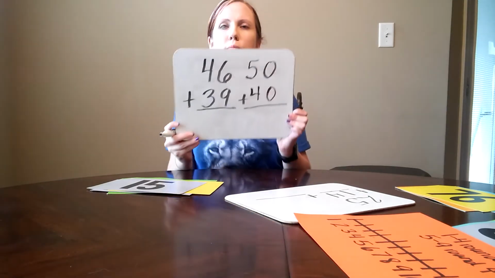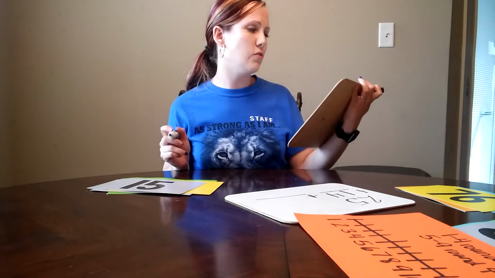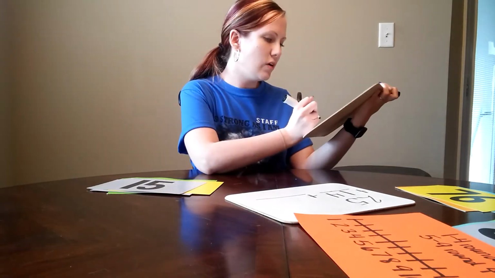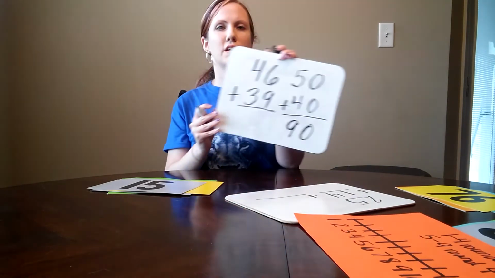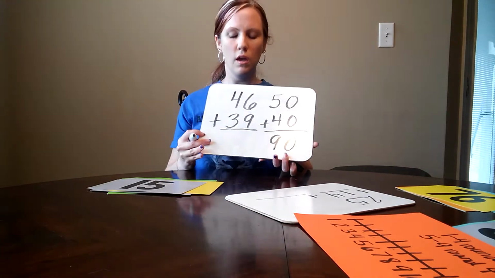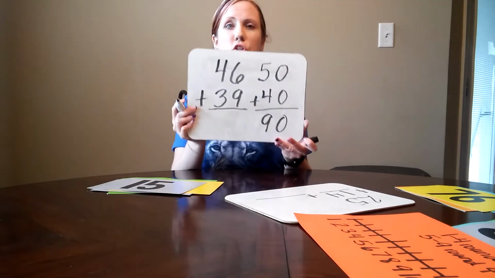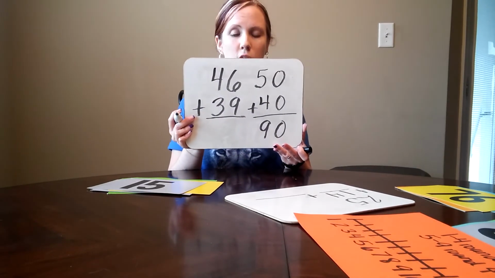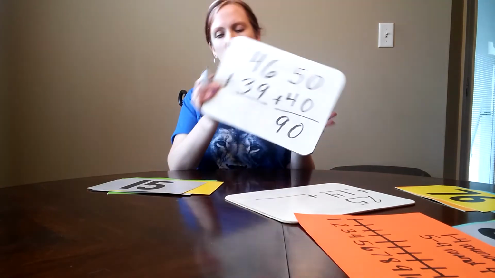So then our problem looks like this. And then all you're going to do is add. So you're going to say 50 plus 40 is 90. Now, a lot of times what people want to do is they just want to work this problem too, but you don't need to work the original problem. Just round it and then add the rounded numbers together.